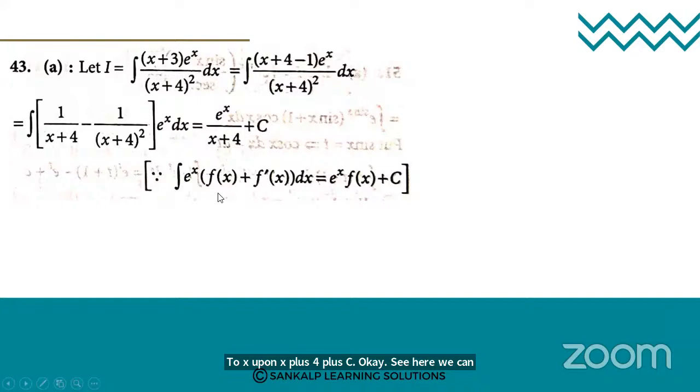So we see that the integral of e raised to x times (f of x plus f dash of x) dx is equal to e raised to f of x plus c. So using the same property, we get the answer as e raised to x upon x plus 4 plus c. So option A will be the right answer.